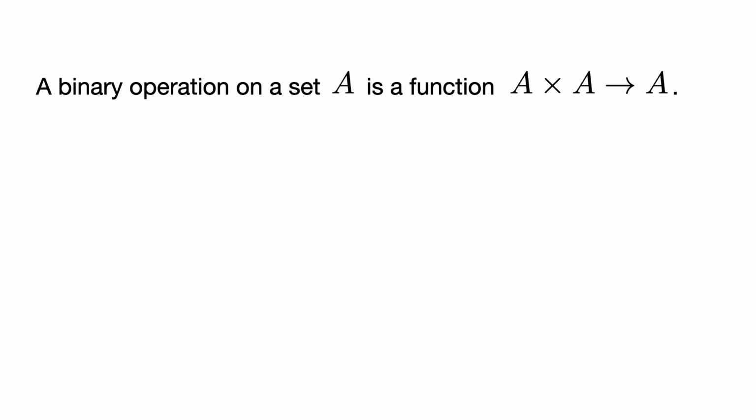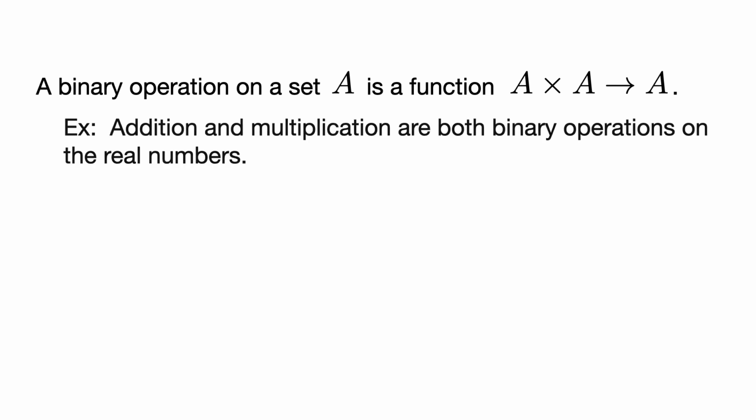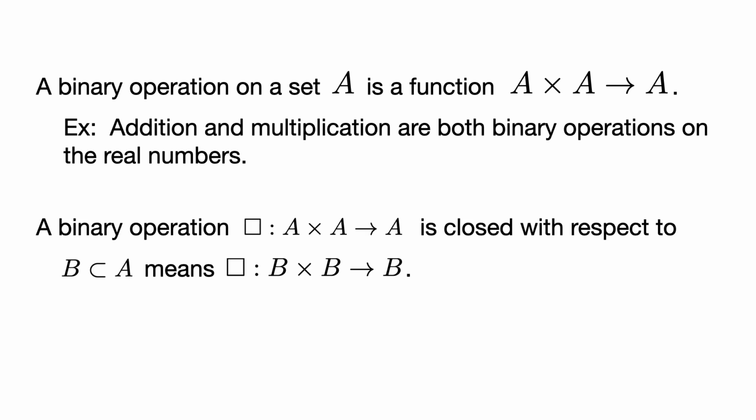Here's a particular type of function. It's called a binary operation. A binary operation on a set A is a function that accepts elements from the Cartesian cross product of A with itself and maps to A. What does this mean? It takes two inputs, both from A, and it outputs to A. So what are examples? Addition and multiplication are both binary operations on the real numbers. Each of them takes two numbers and outputs one.